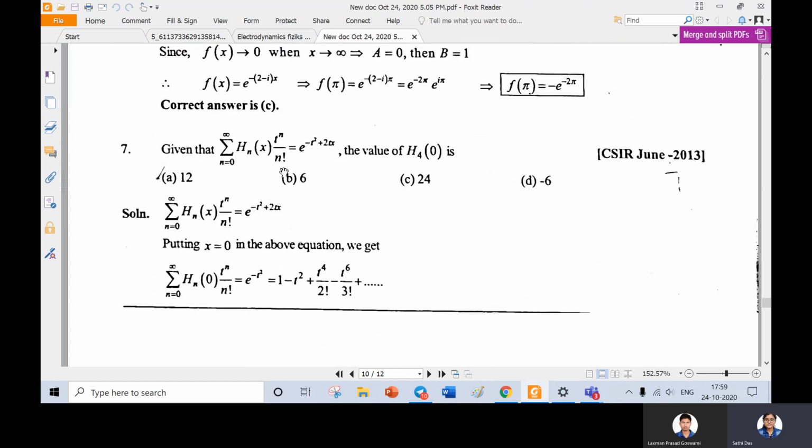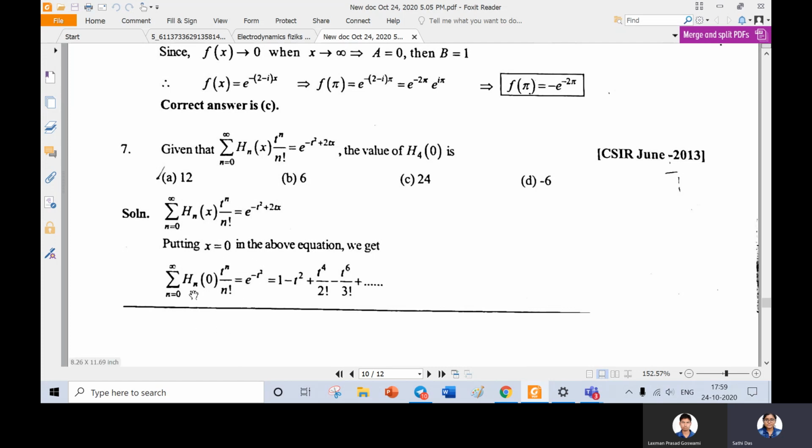This question came in June 2013. Given that the sum of n equals 0 to infinity H n x to the power n by n factorial equals e to the power minus t square plus 2tx, what is the value of H4 at 0? Just the same thing you have to do here. First of all, write the sum of n equals 0 to infinity H n x to the power n by n factorial equals e to the power minus t square plus 2tx. Now, the point at which you want to find the value is x equals 0. So put x equals 0 in the above equation.